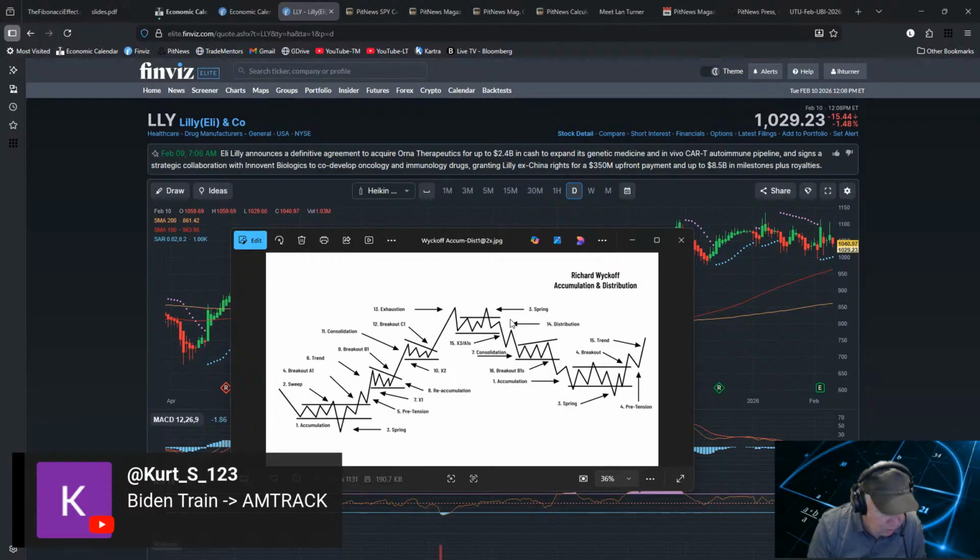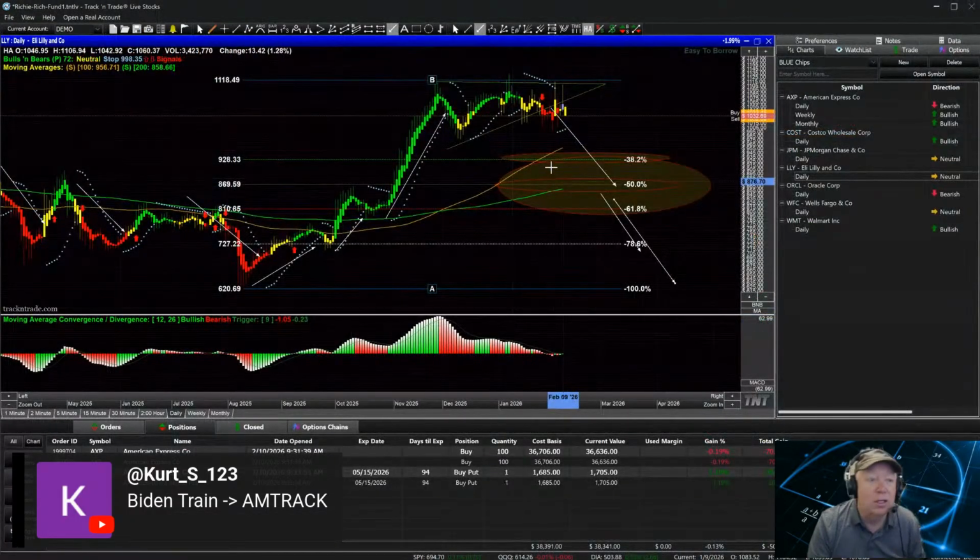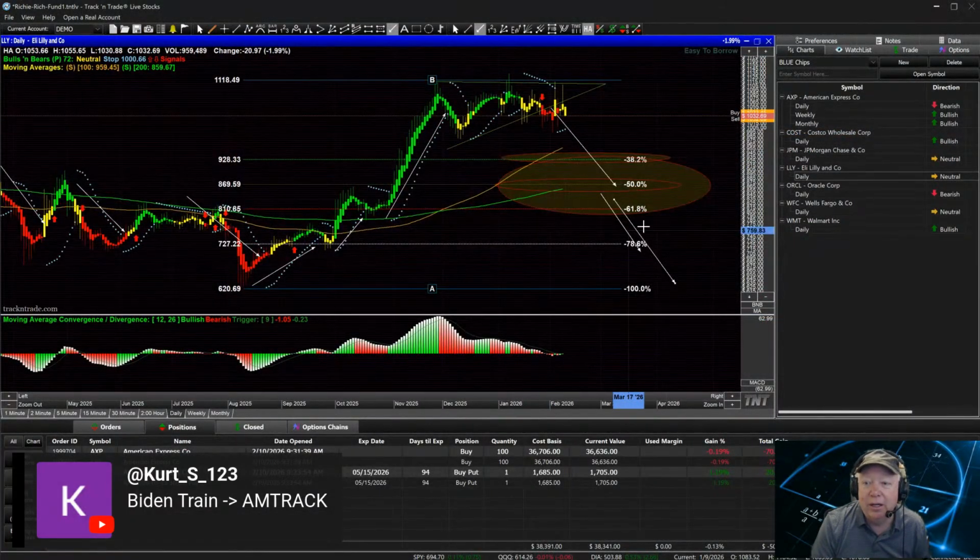Okay, let's go look at the next chart. Okay, so this is Eli Lilly, and we were looking down here at Eli Lilly. We were going to look at the profit potential of Eli Lilly. Is it a good company to be in? It's absolutely a good company to be in. We just want to wait for the right opportunity to buy into it.